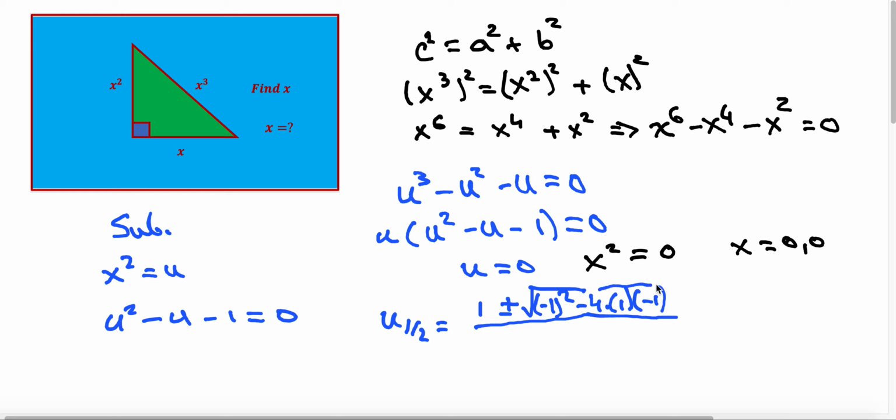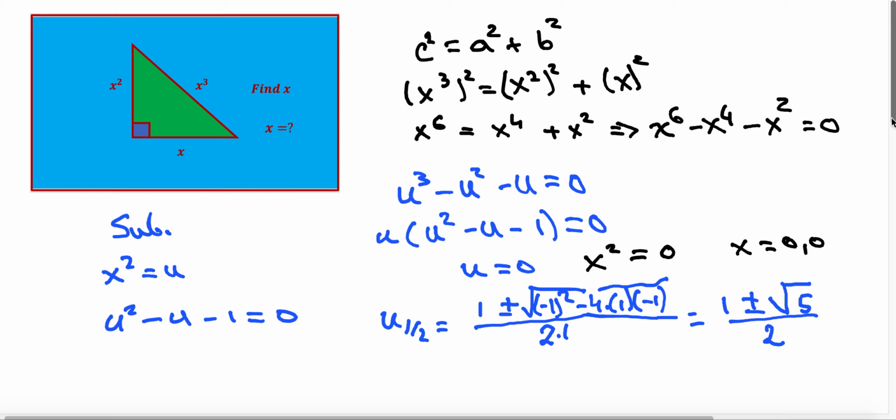And now 2 times a is 2 times 1. If we simplify, 1 plus minus the square root of 1 minus 1 squared is 1, minus 4 times 1 times minus 1 is plus 4. Plus 4 plus 1 is the square root of 5. And everything here is divided by 2.